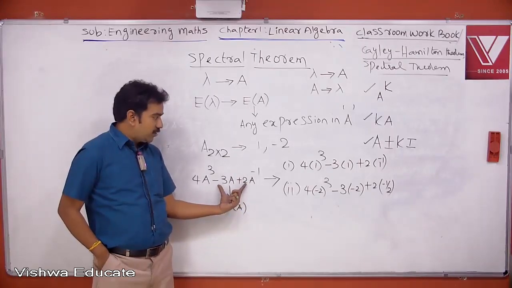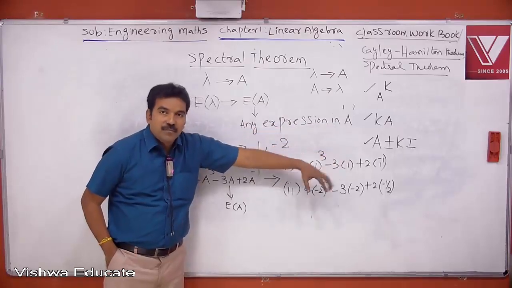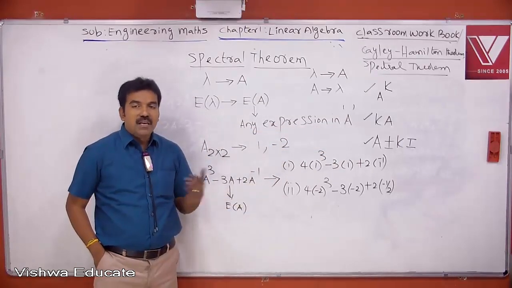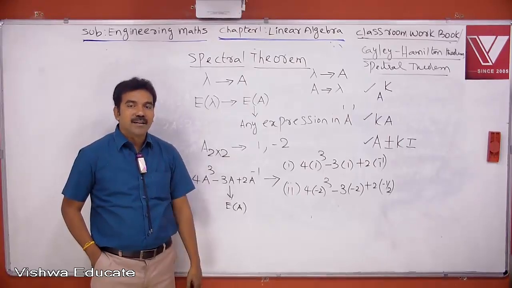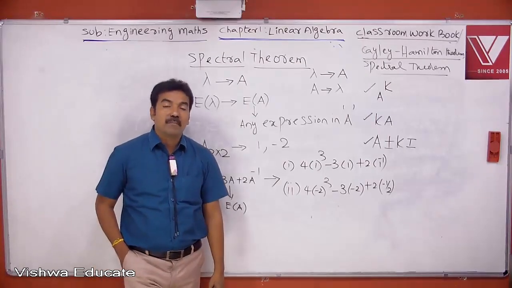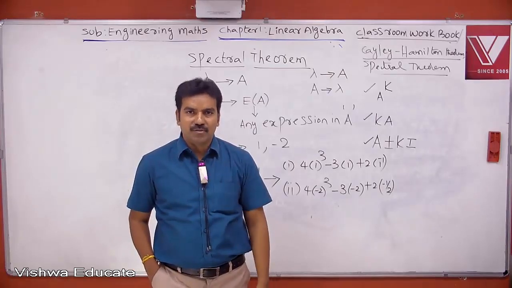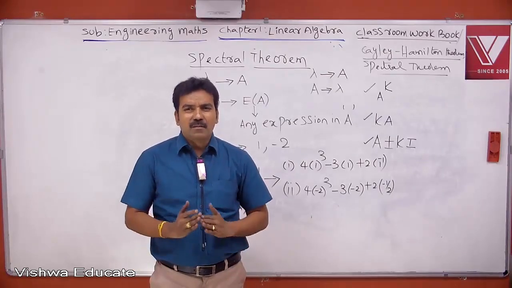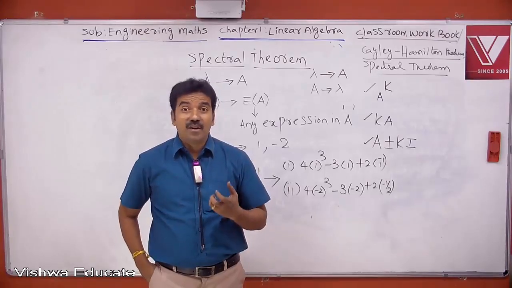So what are the eigenvalues of this matrix? This is one eigenvalue, this is the second eigenvalue. Or they may ask you trace. If they ask you positive powers of A, then you apply Cayley-Hamilton theorem. If they ask you the inverse of a matrix, then apply Cayley-Hamilton theorem. Sometimes you can apply Spectral theorem also. Some problems can be handled very easily by Spectral theorem, and some problems can be handled very easily by Cayley-Hamilton theorem.